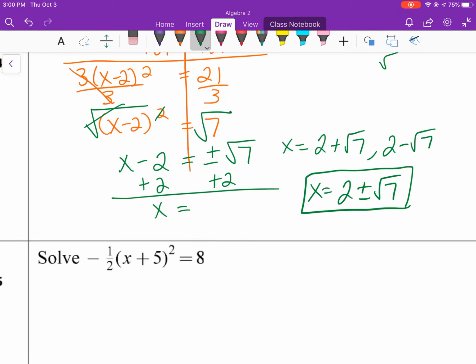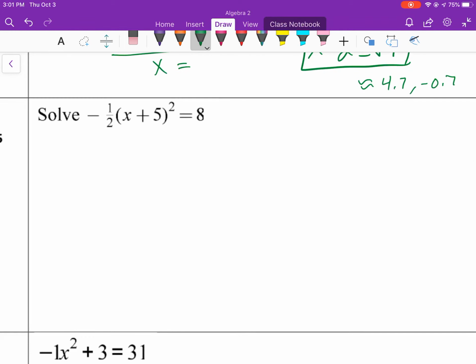Let's see, the square root of 4 is 2, and the square root of 9 is 3. So the square root of 7 is probably going to be about 2.7, somewhere in there. It's really close to 3. So you could say 4.7 and negative 0.7 as approximations. I didn't use a calculator, so I might be off by a tenth of a decimal. But I want you to use the exact values of x anyway.